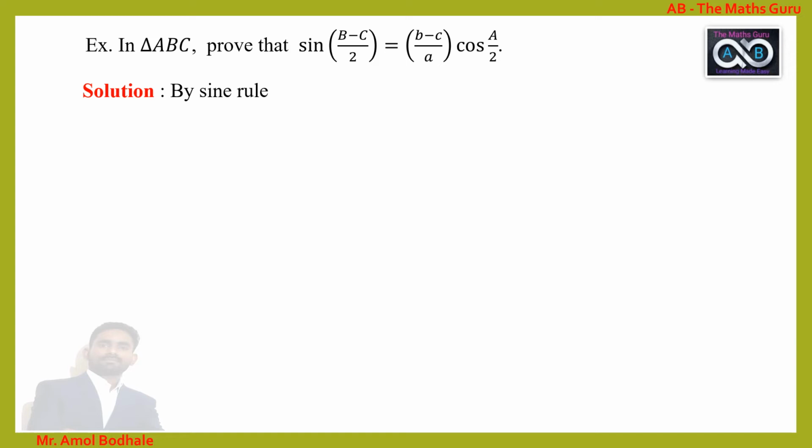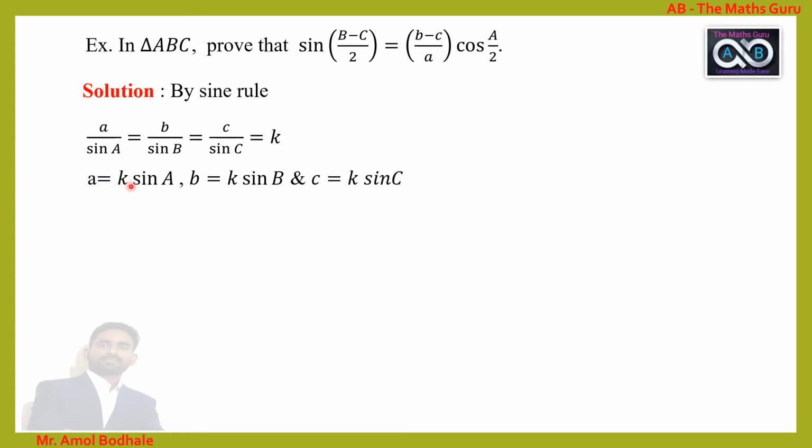So by the sine rule we can write a upon sine A equals b upon sine B equals c upon sine C equals k. If we compare a upon sine A equal to k, we get a equals k sine A. If we compare b upon sine B equal to k, then we get b equals k sine B. If we compare c upon sine C equal to k, then we get c equals k sine C. So now we will consider the RHS, which is b minus c upon a.